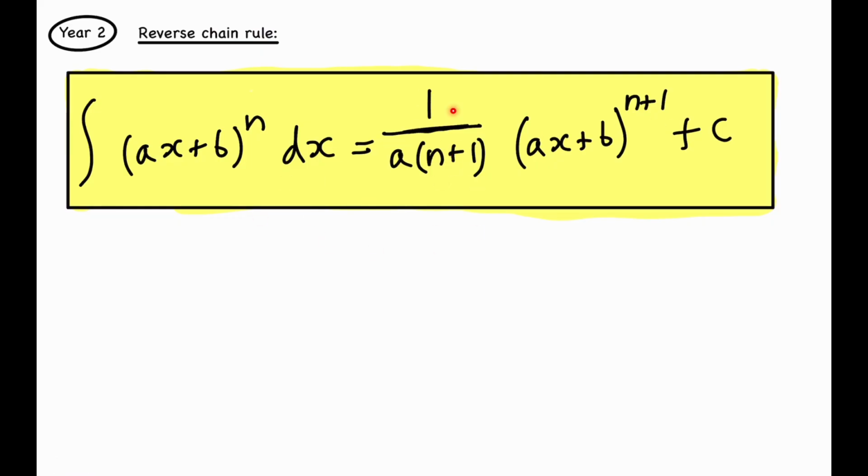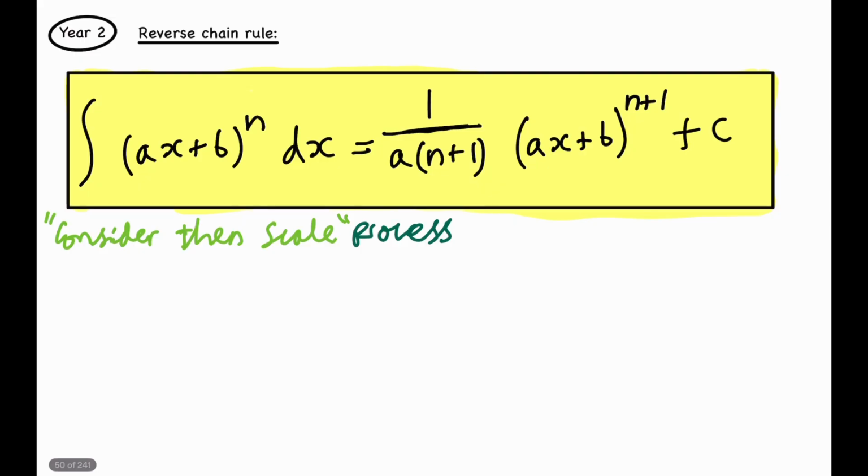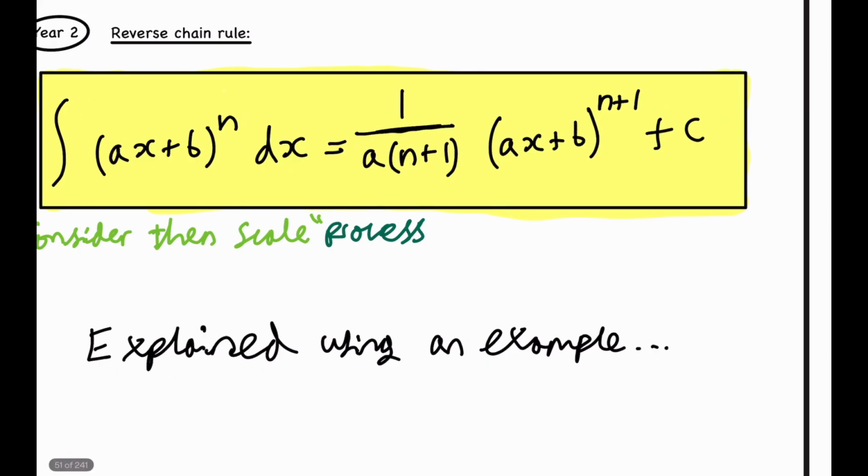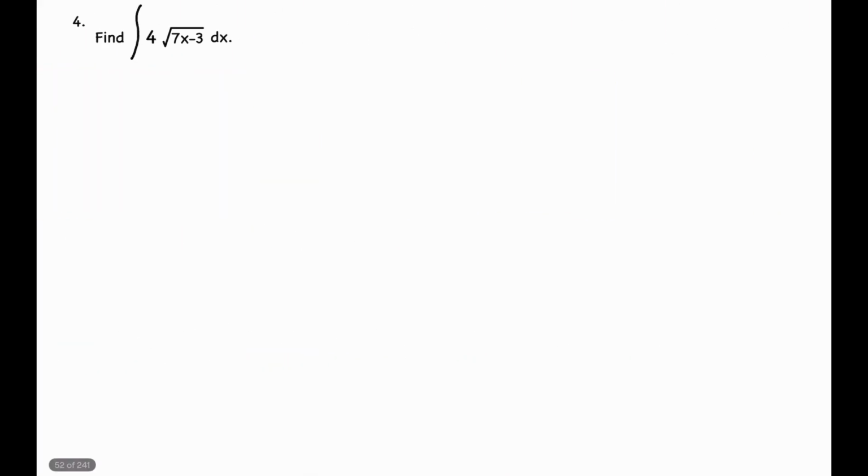This is a bit technical. There's another way of doing it, which is a lot better, but it's good to know this if you're in a rush and might need it. And we can explain more with practice. And this process of doing the chain rule in reverse is called the consider then scale process. And again, as I said before, this is explained way better in an example. So let's go on to the example.